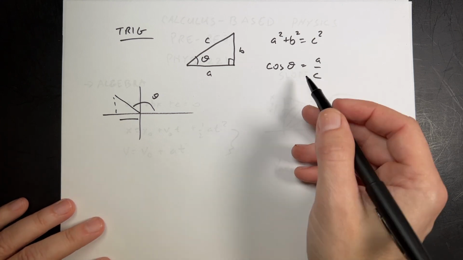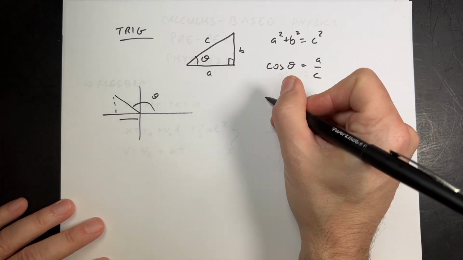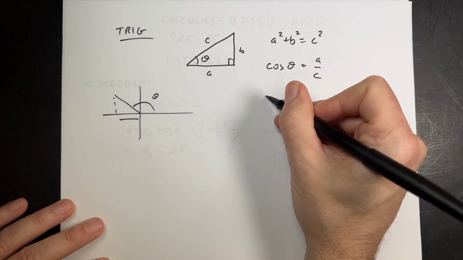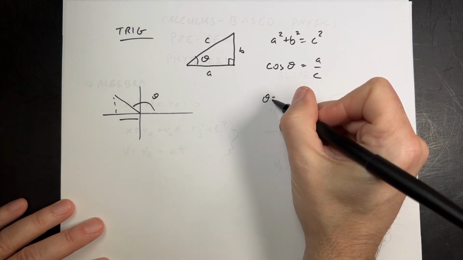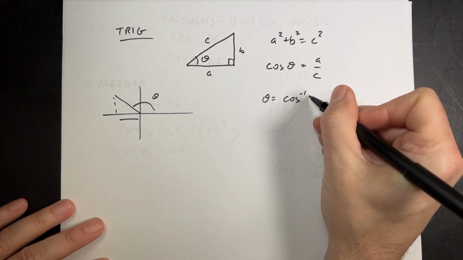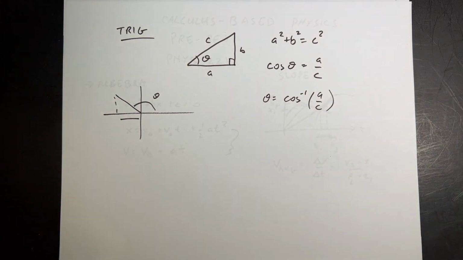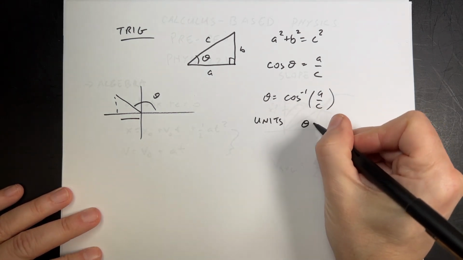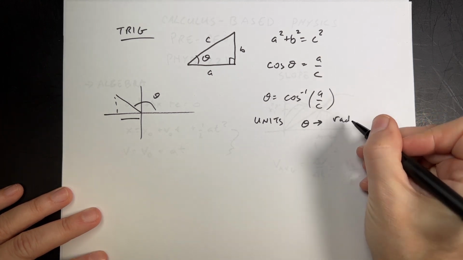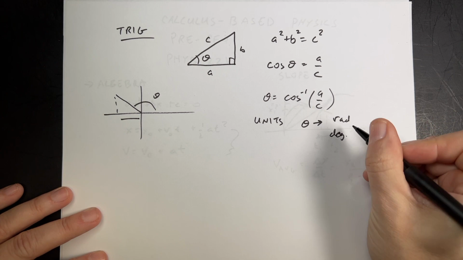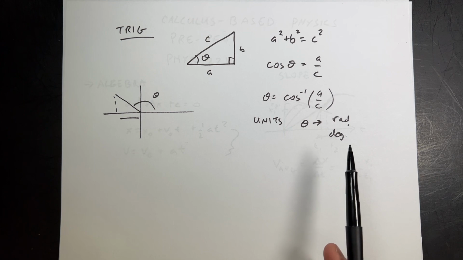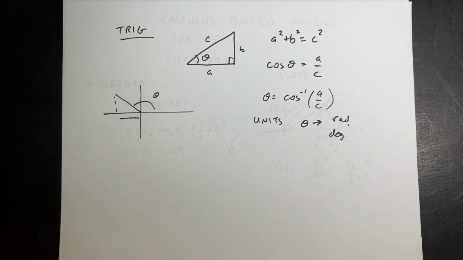And then if I want to go backwards, if I know the ratio and want the angle, theta is going to be equal to the inverse cosine of A over C. That's the arc cosine. Let's go ahead and say it: units matter. There are two types of units for angles. We have radians or we have degrees. Radians is a better unit. People think in degrees. If you use a calculator, make sure you know which one you're using. Make sure you know how to convert between radians and degrees.